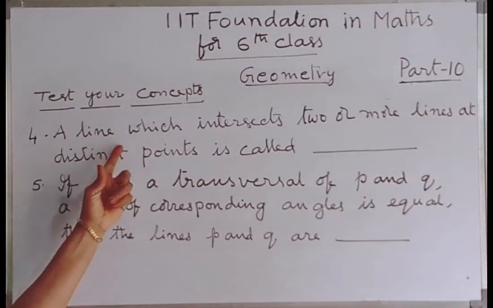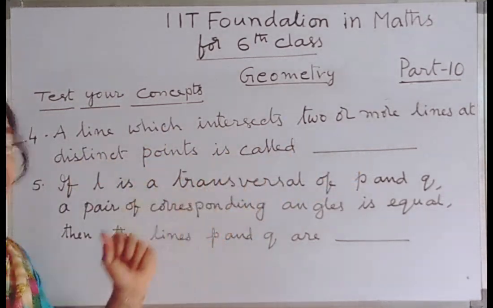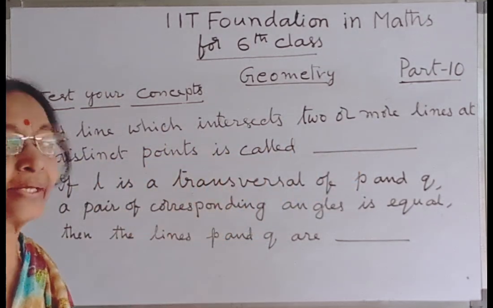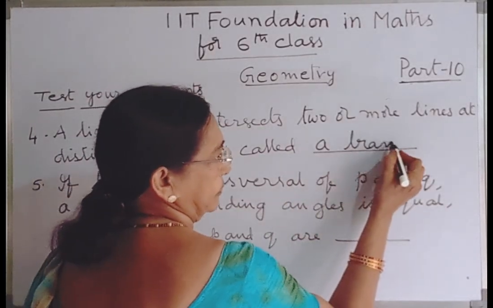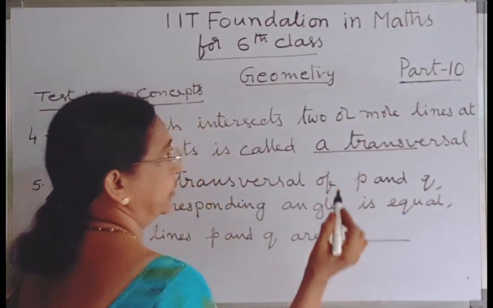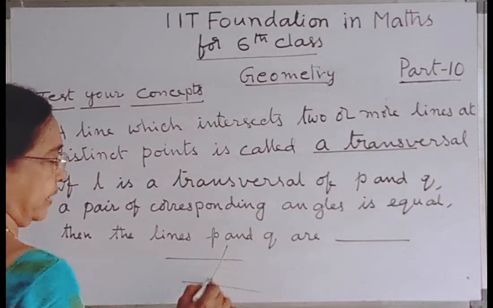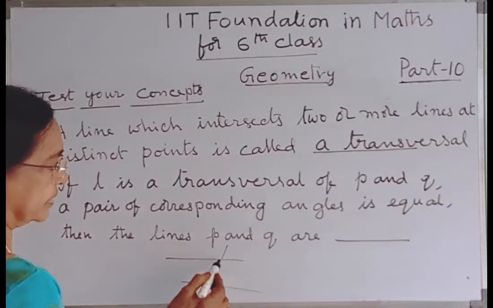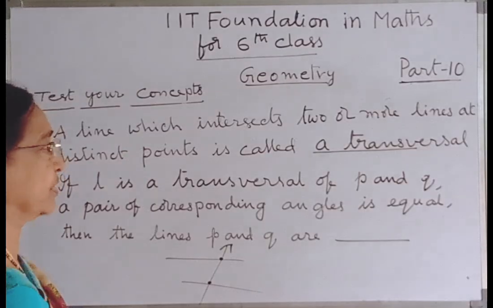Fourth problem, a line which intersects two or more lines at distinct points is called a transversal. Suppose there are two lines like this. Another line intersects the two lines at two distinct points, then this line is called a transversal.